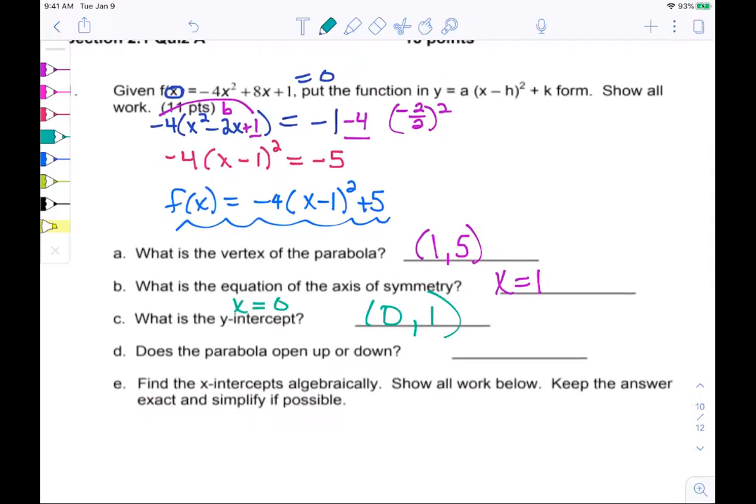So it's just that c value. You could also use the standard form, and you could plug a 0 in for x, and then you could simplify it that way as well. Just takes a little work.